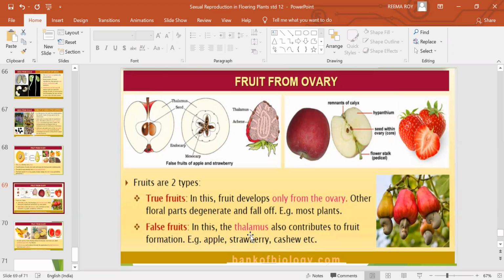What is a false fruit? When the fruit develops from the thalamus, this is called a false fruit. Examples are apple, strawberry, cashew nut. Seeds have two types, and fruits also have two types, that is true fruit and false fruit.